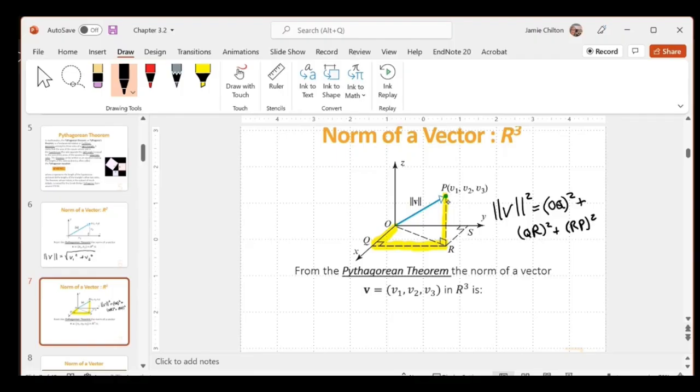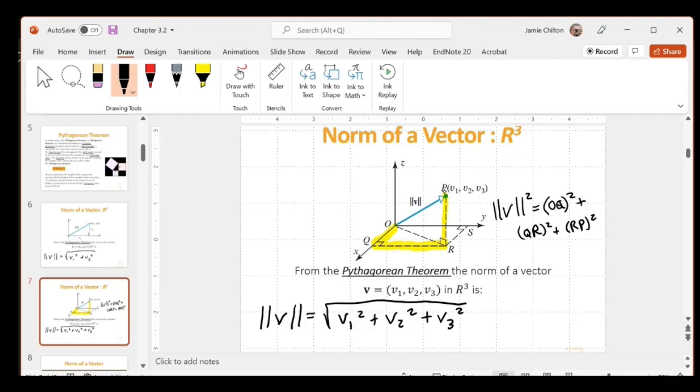So here's this other one right here. We'd have our vector and its three components. In this case, for three-dimensional space, we'd be using Pythagoras's theorem. But now our norm of V is going to be the square root of all this, now of three different components. So V1 squared plus V2 squared plus V3 squared.